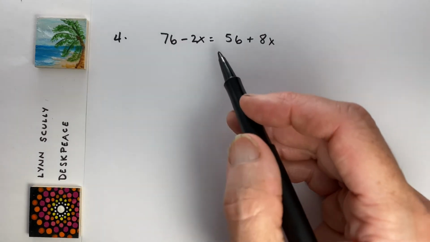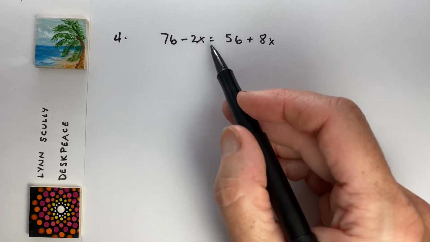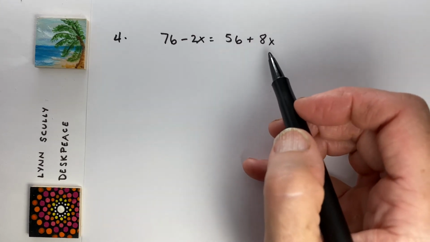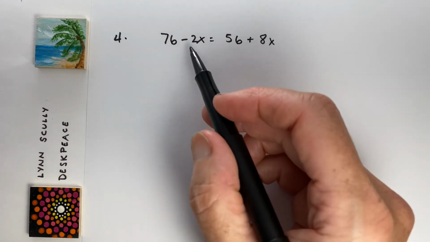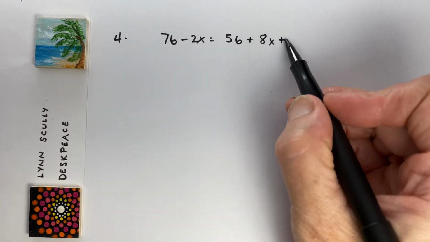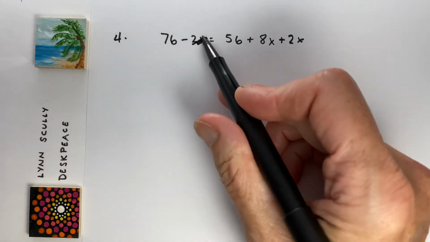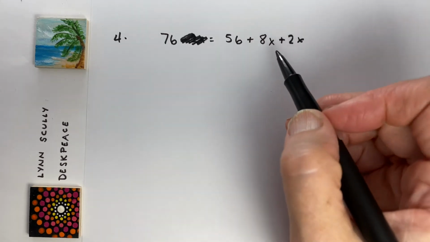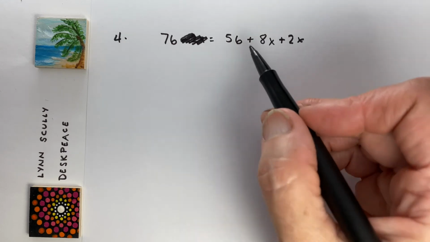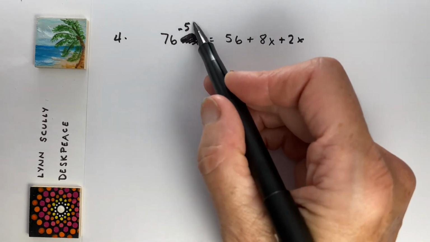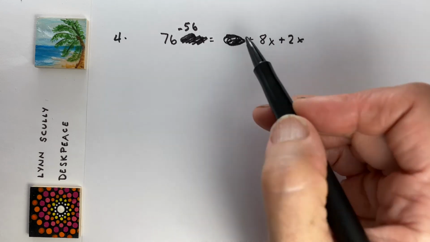Number 4, 76 minus 2x equals 56 plus 8x. I have more x's over here that are positive, so I'm going to take this minus 2x, add them over here. That undoes the subtraction. Now I want to get all the x's alone. This 56 is attached by addition, move it by subtraction to the other side of the equal sign.